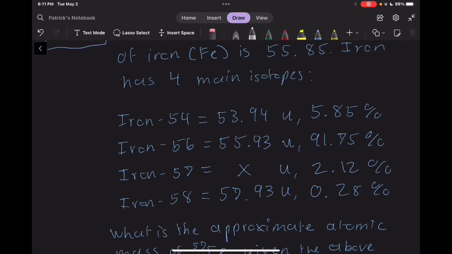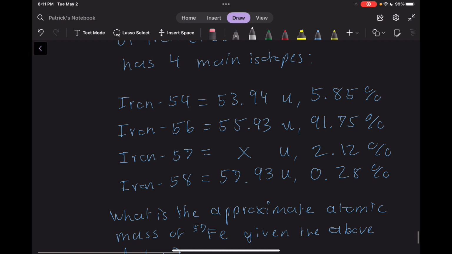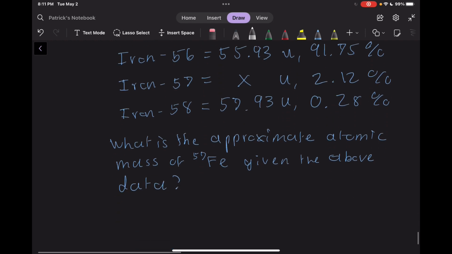I think I'm just going to use the abbreviation from here on up. It has an atomic mass of 55.93 U and an abundance of 91.75%. We aren't given the atomic mass of iron 57, but we know that its abundance is 2.12%. Finally, iron 58 has an atomic mass of 57.93 U and an abundance of 0.28%. What this problem wants us to do is find the approximate atomic mass of iron 57 given these values. Feel free to pause the video if you'd like to try this one yourself.